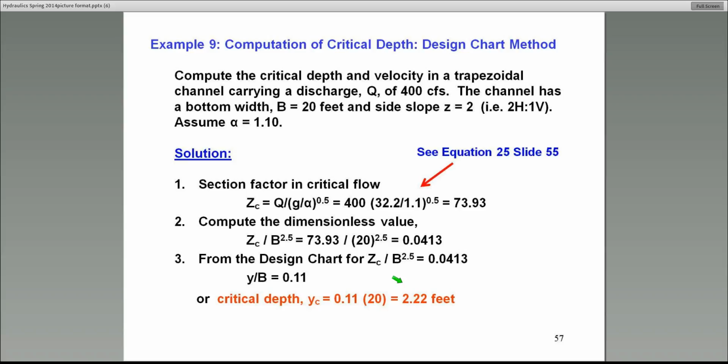Now, if you're not sure if you did this calculation correctly or not, what I suggest is calculate the Froude number, and that should be equal to 1. So Q squared over g y cubed, for this is a trapezoidal channel, so you have to be a little careful. You have to do Q squared T over g A cubed equal to 1. That means you have to calculate the top width and, of course, the flow area for a depth of 2.22 feet before you can proceed to calculate the Froude number.